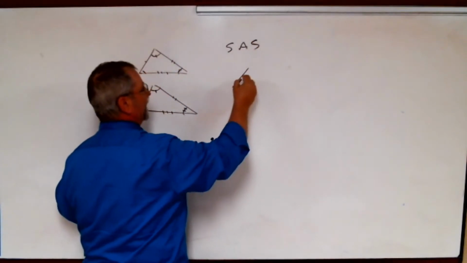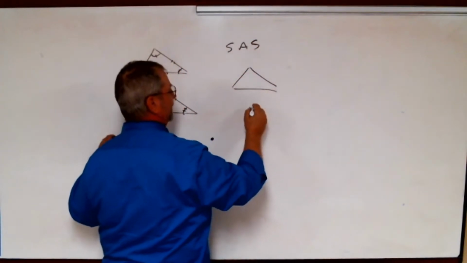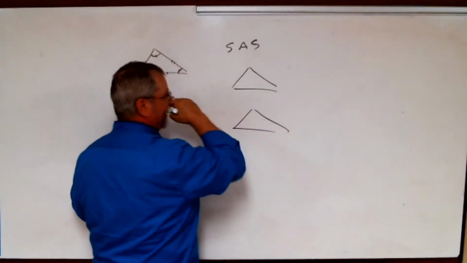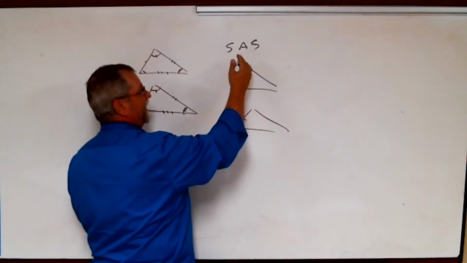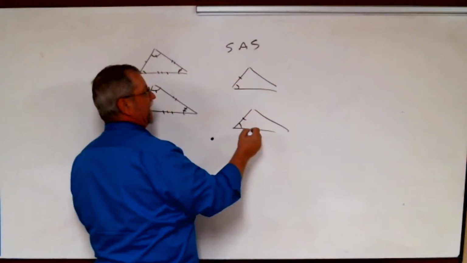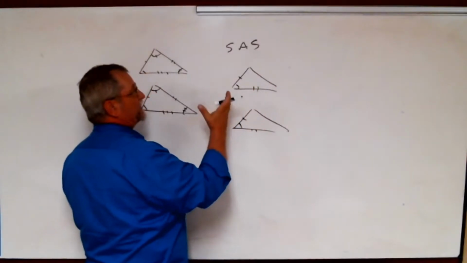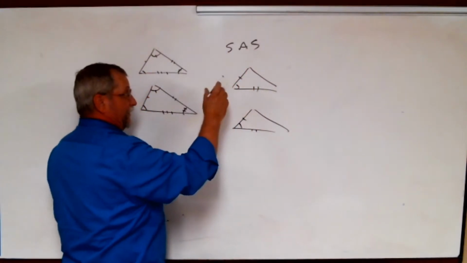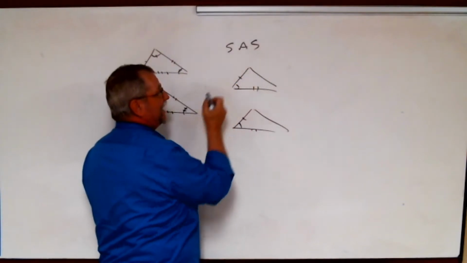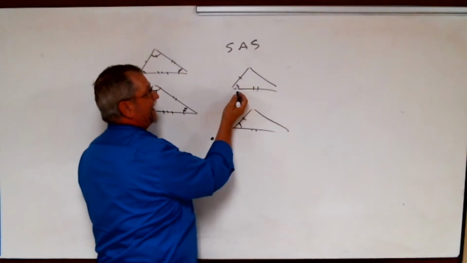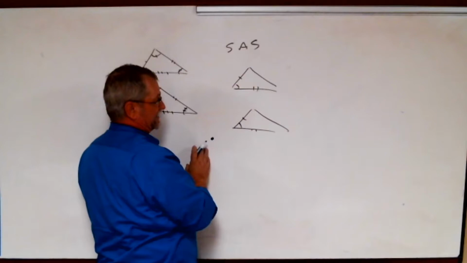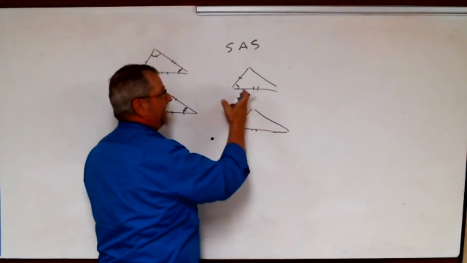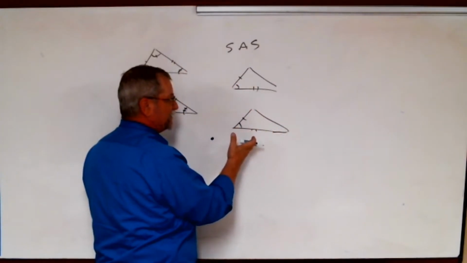Side angle side. So if I have a triangle like this and I have another triangle over here like this, if I have a side and then I have an angle and then I have a side. All right, so this is side angle side. This angle is between these two sides. The angle is between the two sides. Understand what I'm saying? The angle has to be between the two sides.